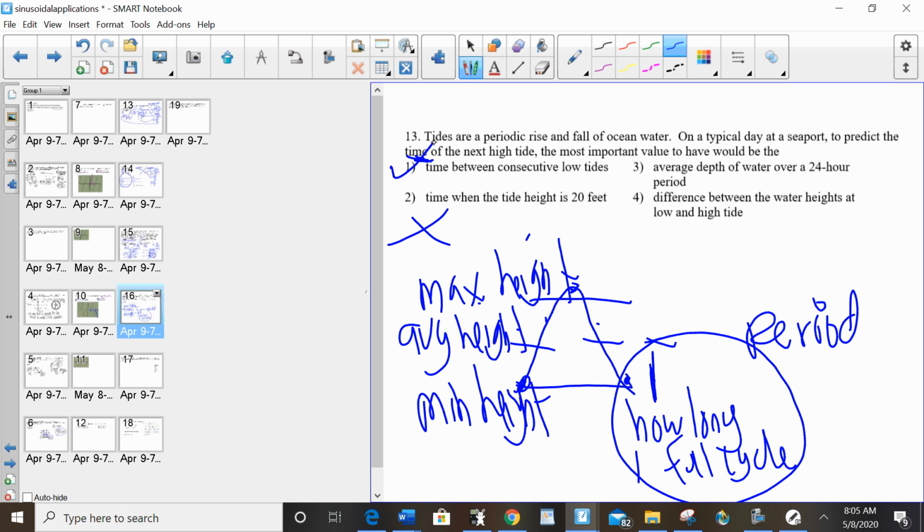The average depth of water, well, that's the midline, which does not help me with the period. The difference between the water height at low tide and high tide has to do with the amplitude. Again, nothing to do with time, nothing to do with period. Choice 1 is your answer. If it wants to know the time of the next high tide, I need to know the period. The period is, by definition, the time between consecutive low tides or consecutive high tides. In this case, choice 1 was the only one. That's your answer.